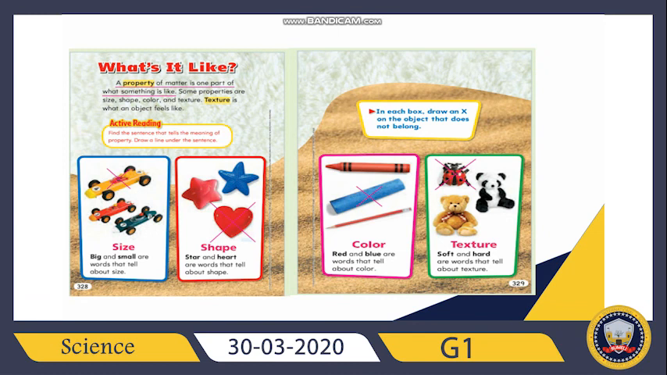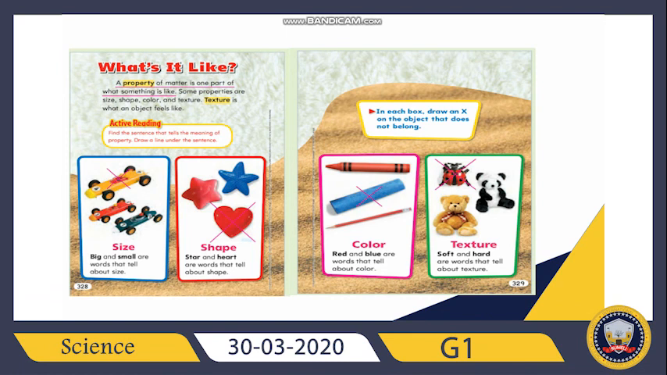Now, look at these four pictures. We have four groups here: size, shape, color, and texture. In the size part, big and small are words that tell about size. When we want to talk about size, we should use these two words, big and small. And for shape, star and heart are words that tell about shapes. You can also use round or square.